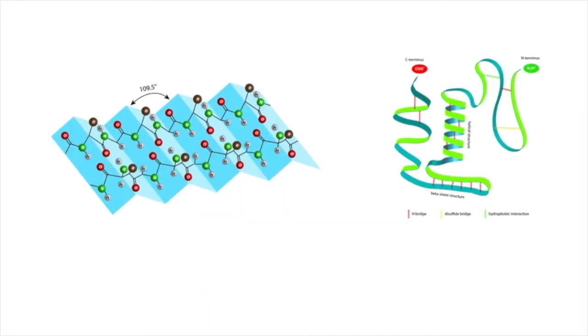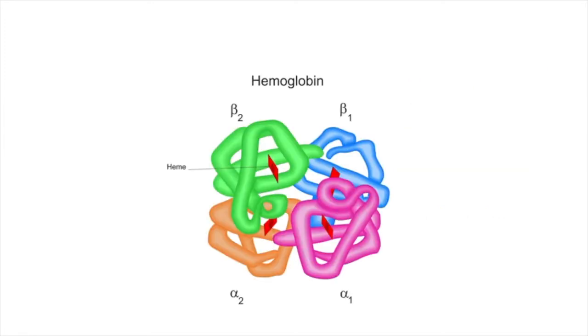So we can see here an amino acid chain folds in a beta pleated sheet, or secondary structure of the protein. Tertiary structure of the protein is when the amino acid chain folds on itself, creating a more complex structure. Four different chains of proteins come together to create one molecule of hemoglobin.